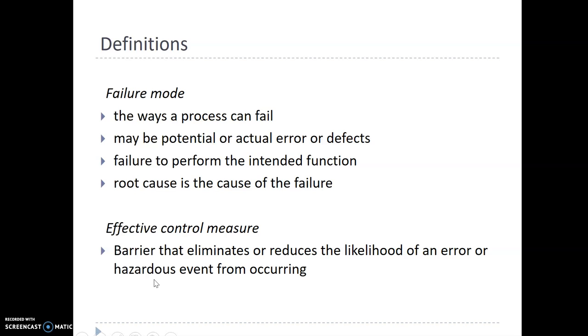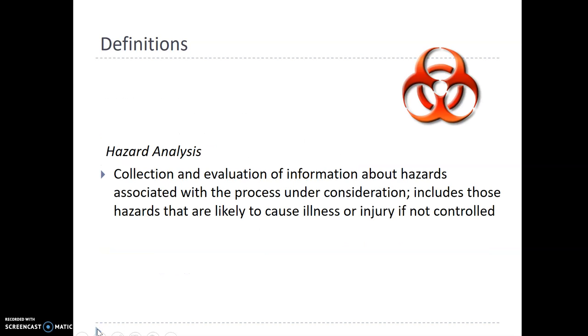Failure mode is the ways a process can fail. So how can it fail? What are the potential errors that will occur? How can we make the intended function work well? And what root cause could be the cause of a failure that we can fix? Effectively eliminating barriers to a process helps us to prevent the likelihood of that error occurring.